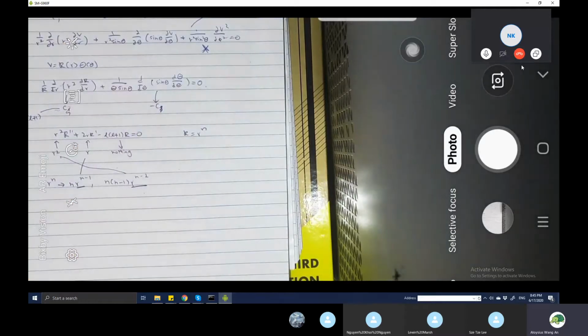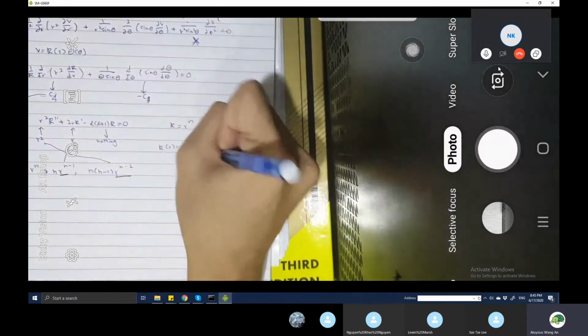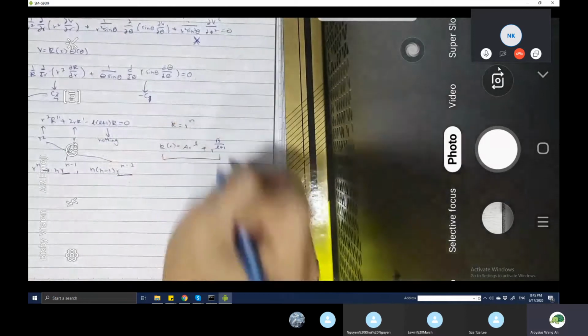And the reason why we choose to let the constant c be equal to L times L plus 1 is part of this. Because if you use this particular form, you end up with very nice solutions. In particular, the solution is going to look like this: R of r is going to look like A r to the L plus B over r to the L plus 1. So this is your radial equation.